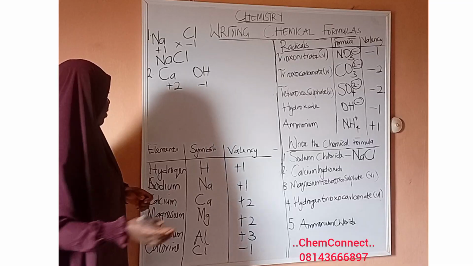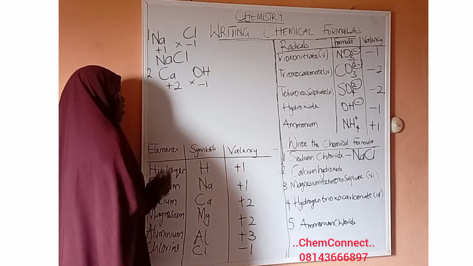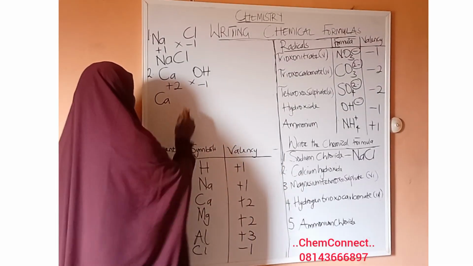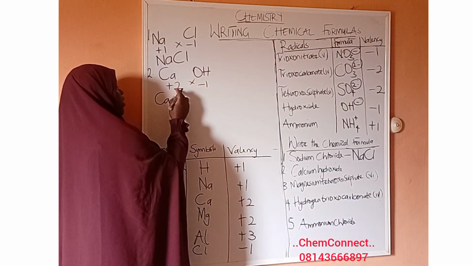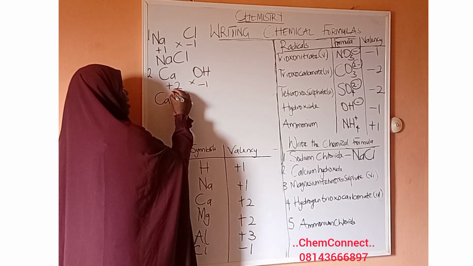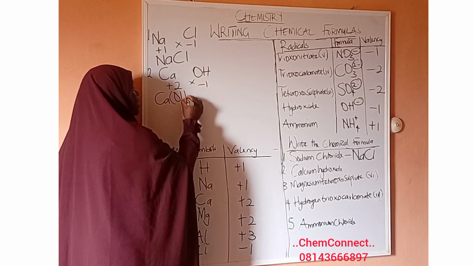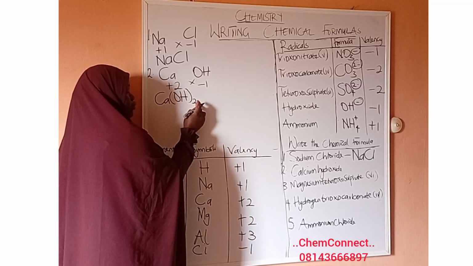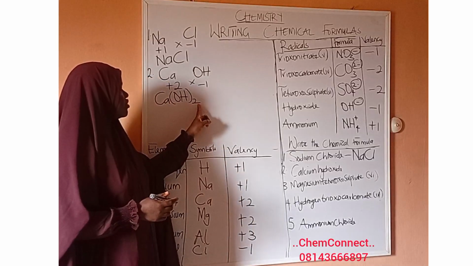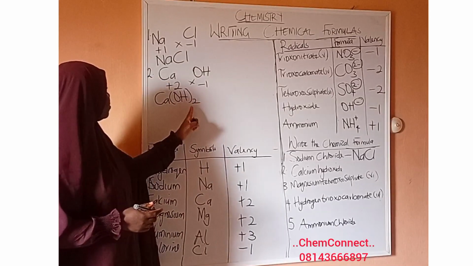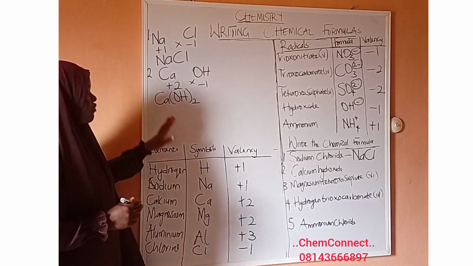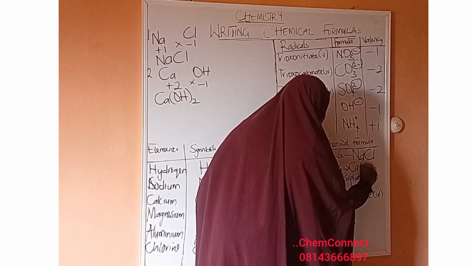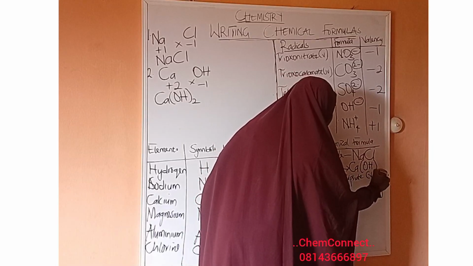Using our swap and drop method, swap the valency in such a way that calcium takes the valency of hydroxide, which is 1. We don't need to write 1. Then hydroxide takes the valency of calcium. Now introduce a bracket to show that the valency is for the radical OH, then drop the valency 2. Make sure your valency is written as a subscript like this. So the chemical formula for calcium hydroxide is written as Ca(OH)2.